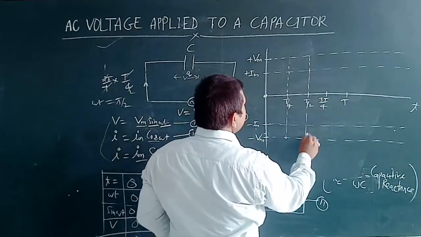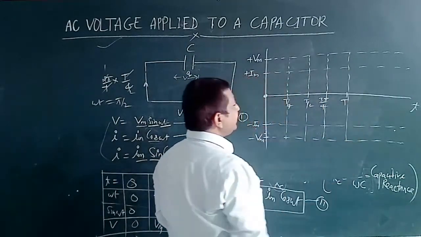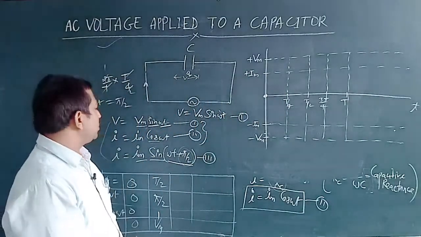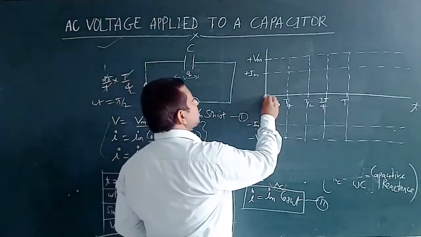And again if you put t by 2, then 3t by 4, then t, we can easily plot the graph for sin omega t. As you know, this is a sinusoidal graph and it comes out like this.